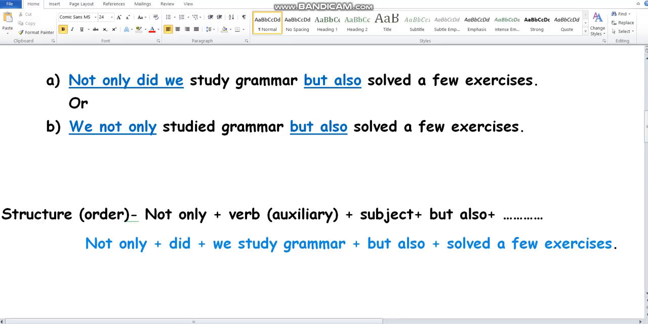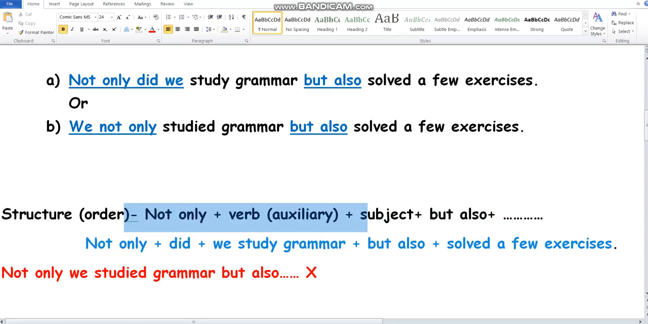You have to follow this order. If you change the order, your sentence will be wrong. For example, if you do not write the verb here, then your answer will be incorrect. If you do not write did here, if you simply write not only we studied grammar, this will be completely wrong. So please remember this structure. Don't forget. You have to write the verb after not only.